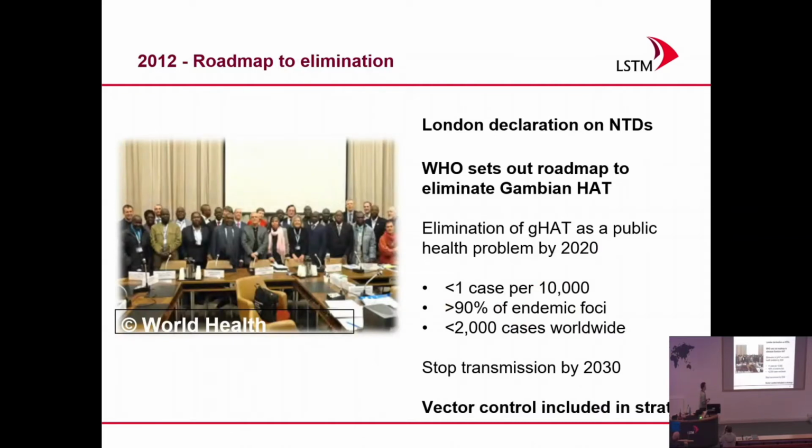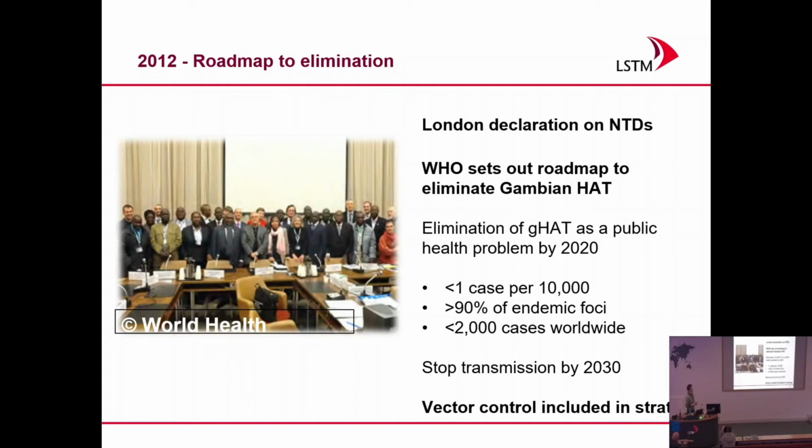So then in 2012, there was a lot of international attention on sleeping sickness, and there was the London Declaration on NTDs, which was a commitment to control or eliminate at least 10 NTDs by the end of 2020, one of them being sleeping sickness. And then the WHO also set out their roadmap for eliminating the Gambian form of HAT.